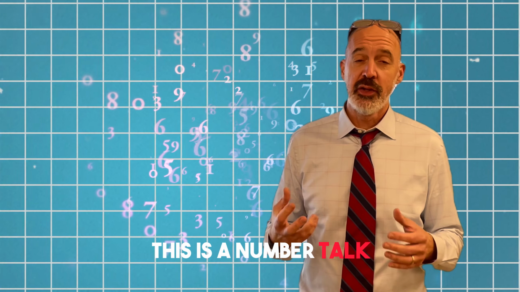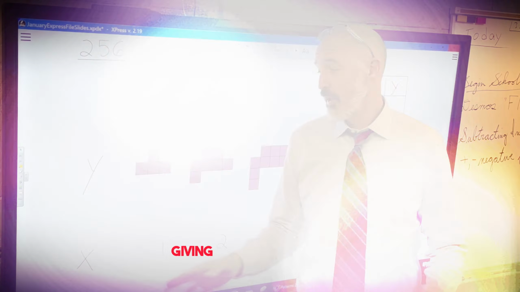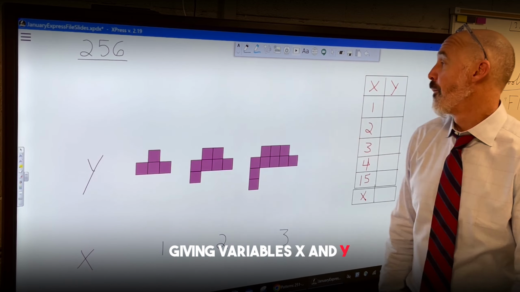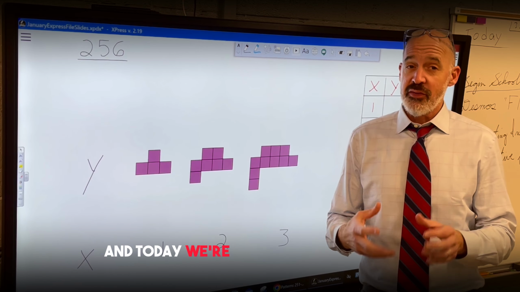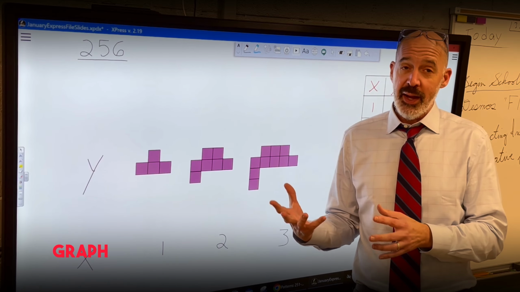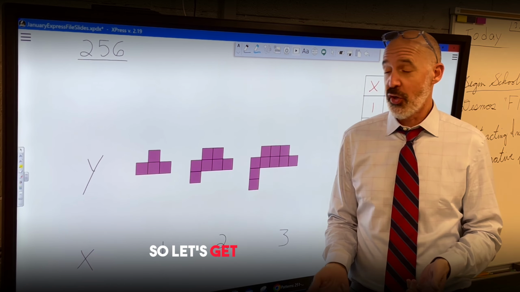This is a number talk to get your students talking about what they see algebraically, given variables x and y, so they can use a table to generate an equation. And today we're even going to look at the graph that shows the equation that we come up with. So let's get started, shall we?